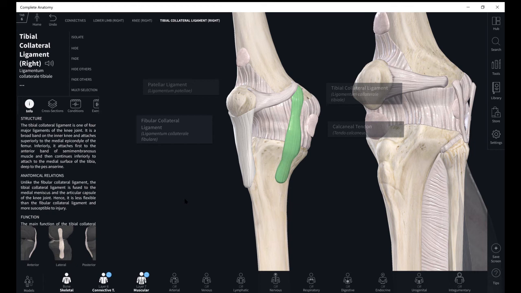Unlike the fibular collateral ligament, the tibial or medial collateral ligament is fused to the medial meniscus and the articular capsule of the knee joint. Hence, it is less flexible than the fibular collateral ligament and it's more susceptible to injury.